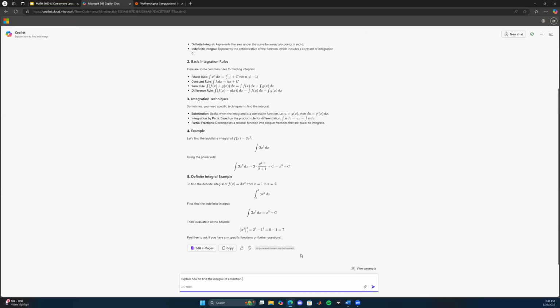Let's type this in, but now let's be more specific so we get a tailored response. So let's say we want to find the integral of a function, but I want to explain how to find that integral of a function like I didn't know any calculus.